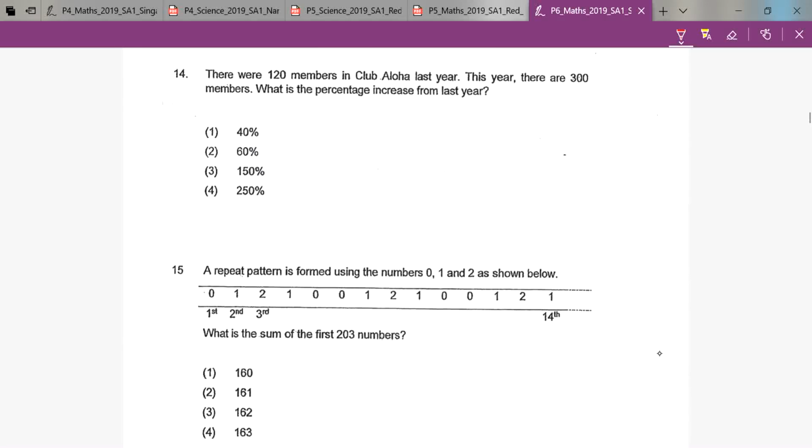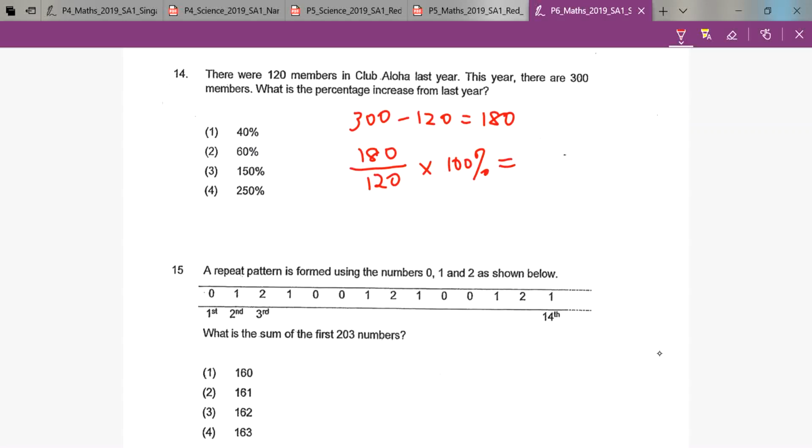Question 14. There were 120 members in Club Aloha last year. This year, there are 300 members. What is the percentage increase from last year? So, how many more did they have this year? They have 180 more this year. So you use what it has increased by over its original, which is 120 last year, times 100.